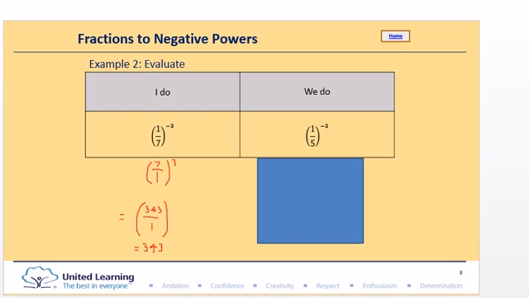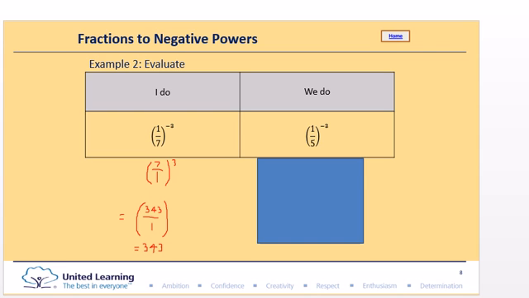Okay, so here we have a similar example to the last ones we did. We have 1 over 7 to the power negative 3. It's still the same thing. We get rid of the negative power by flipping that fraction upside down. So 1 over 7 becomes 7 over 1 to the power of positive 3 instead of negative 3. We've got rid of that negative power.